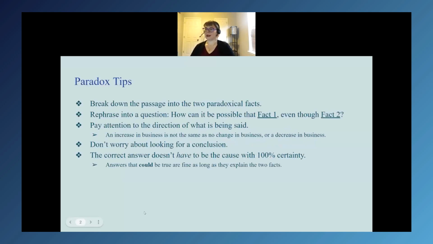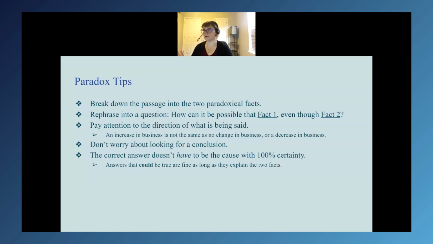So, here are some general tips. When you are dealing with a paradox, what that means is that there are two things that are simultaneously true and they shouldn't be. There's something that makes it odd for them to both be true. Understandably, identifying those two facts is a big component of doing well on paradox questions.